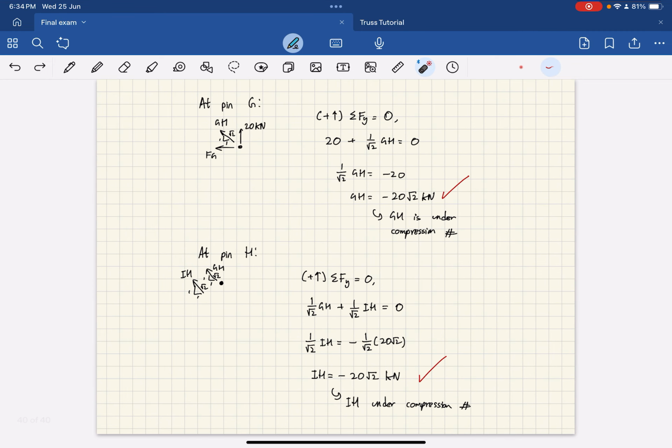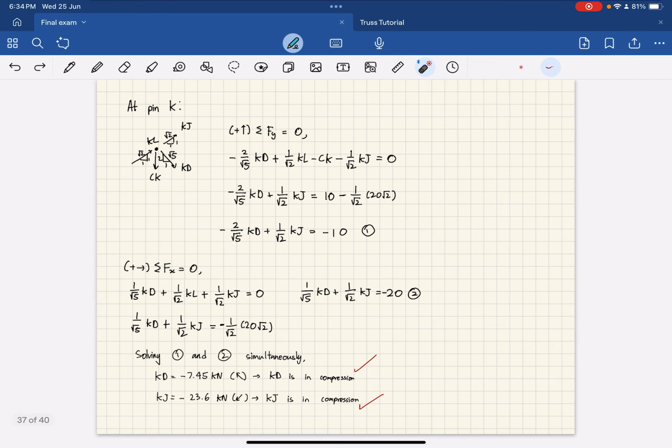Members H and I. So at pin G, you see I analyze the forces. I found that GH is under compression. Then you can easily find the member HI itself. So IH is under compression. So that's it for the Pratt trusses actually.